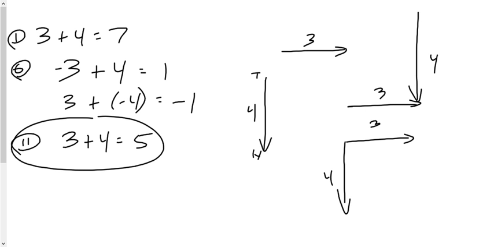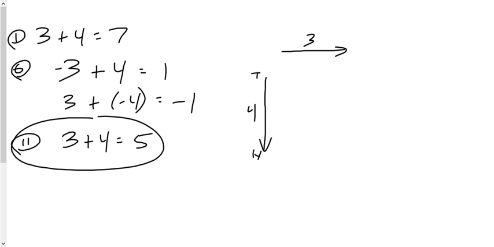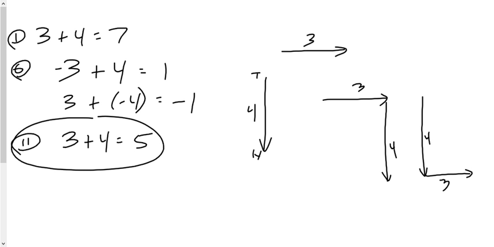Now I do have 2 options here. My 2 options are this. The head of the 3 vector to the tail of the 4 vector, or I could draw it the head of the 4 vector to the tail of the 3 vector. Both of those are okay, right?